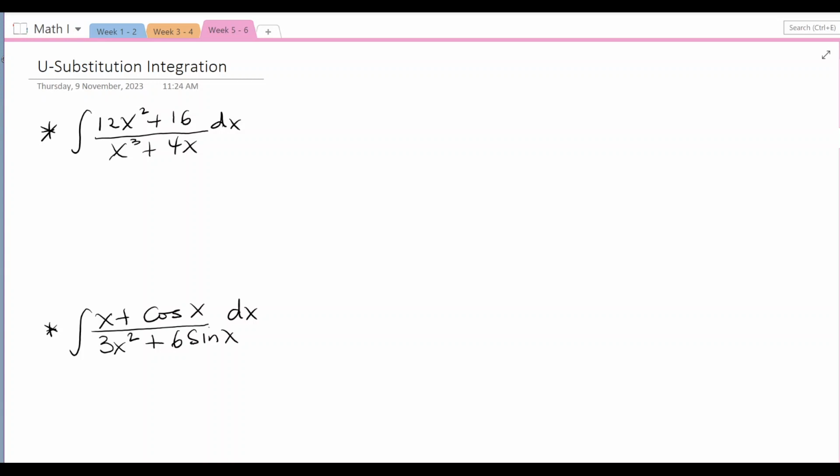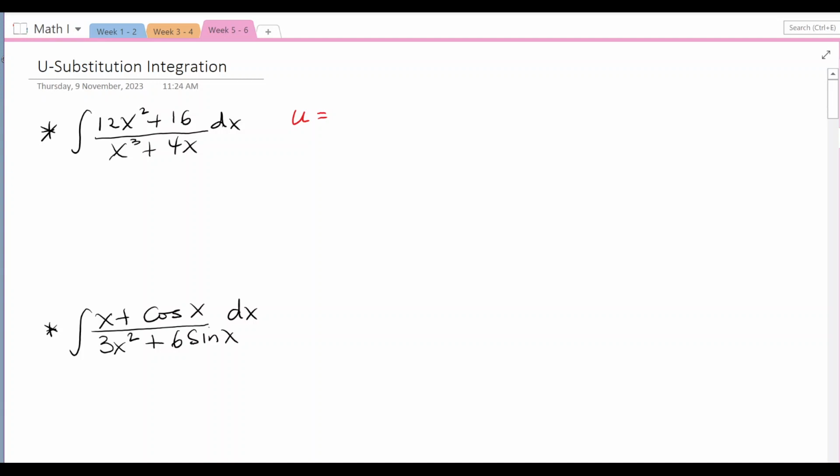Problem number one: the integral of (12x squared plus 16) over (x cubed plus 4x) with respect to x, using u substitution. In this case, we just have to choose which one is best represented by u, our substitution. Between the numerator and denominator, I think we should choose u to be the one that when differentiated equals the one that is written in the question.